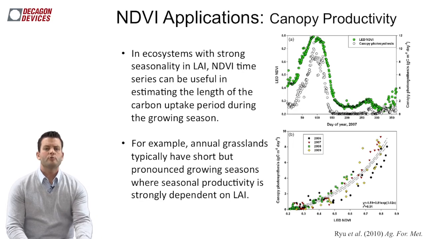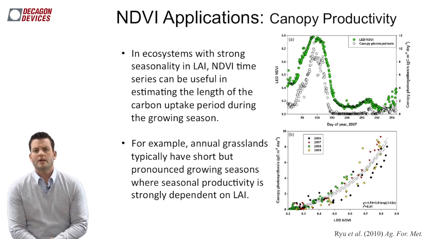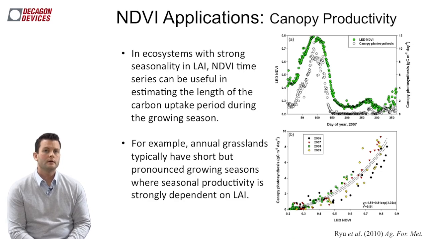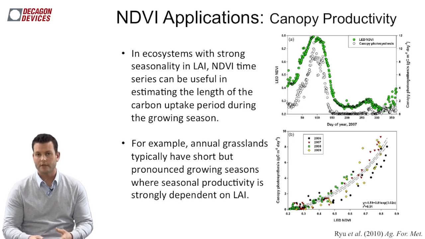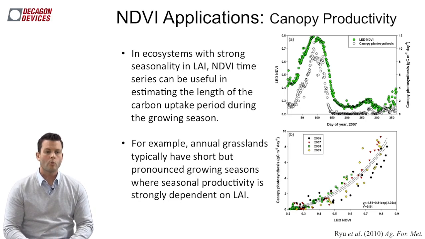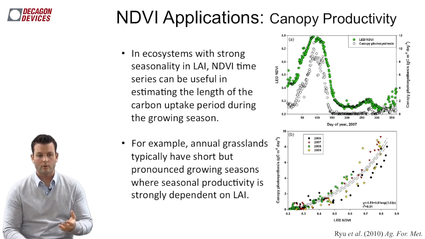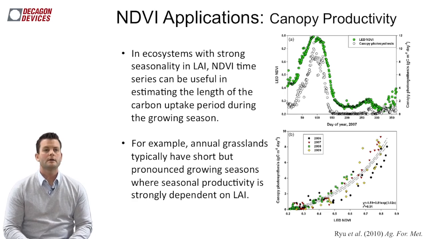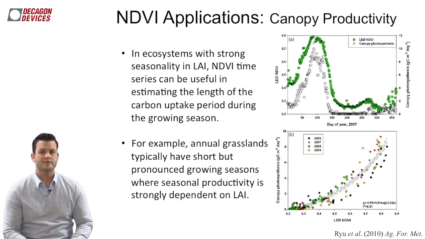So another application would actually be using NDVI data to estimate productivity directly. And so here I'm probably just talking mostly about deciduous canopies or canopies that are strongly seasonal, like an annual grassland, where the presence of leaf area or green leaf area is very tightly coupled with seasonal photosynthesis.